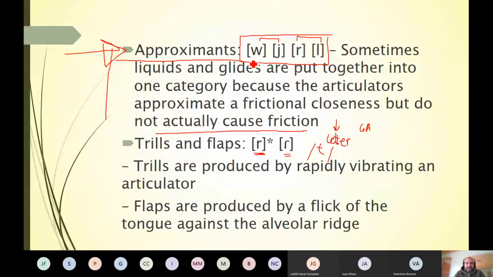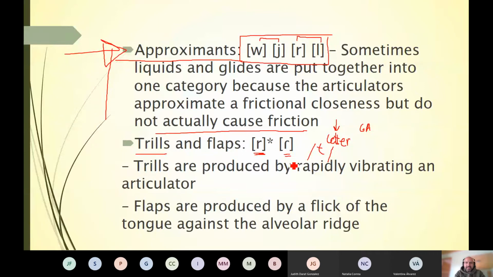So when we talk about trills, think about the Spanish r. When you say ropa, risa, ratón, remo, the r is what we call a trill in English. And it's represented like this, right? Which is an interesting sound, which is somehow difficult for speakers of other languages, right? And the second one is a flap, which is represented by this symbol.